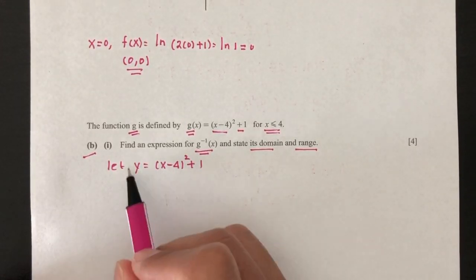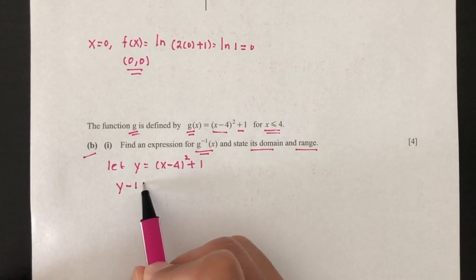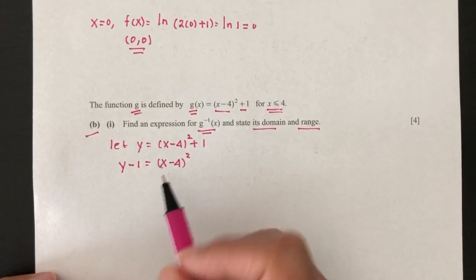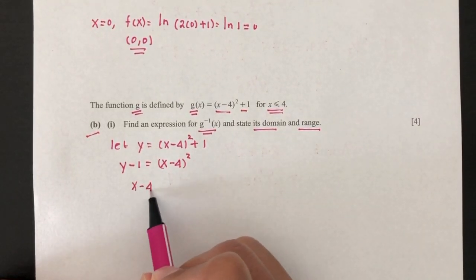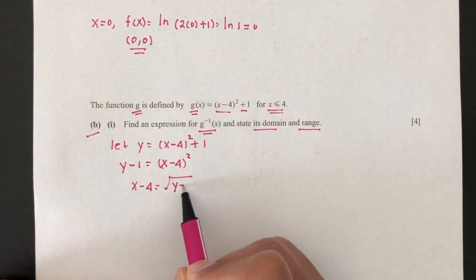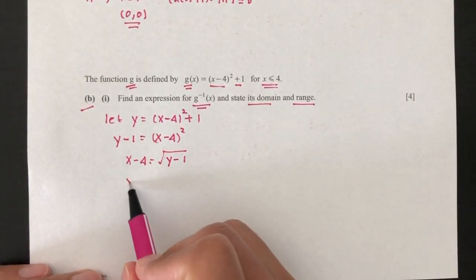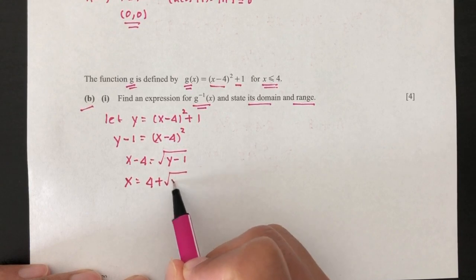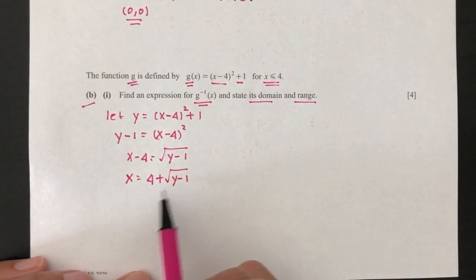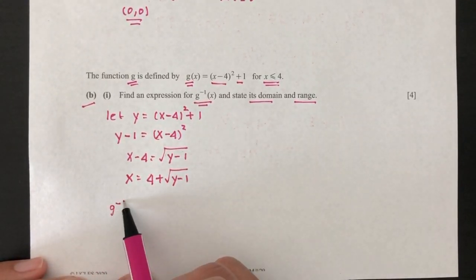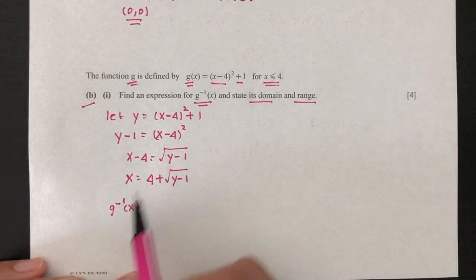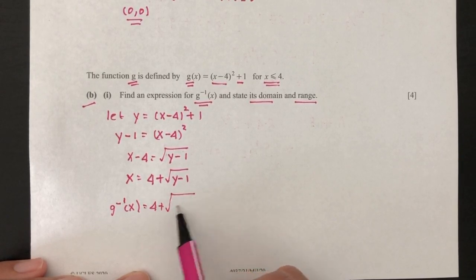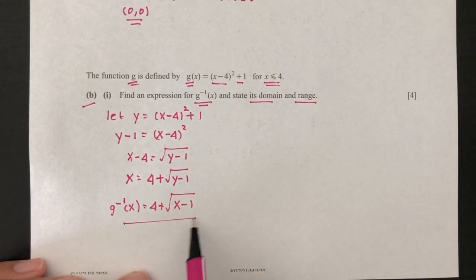So we have to send 1 over here. You will have y minus 1 equal to (x minus 4) squared. Now simplify. X minus 4 will be the square root of y minus 1. Now x will be equal to 4 plus this. So once you have this, this is your g inverse. So g inverse of x. As you can see, it is in terms of y, so you have to change y to x. So that will be your g inverse of x.